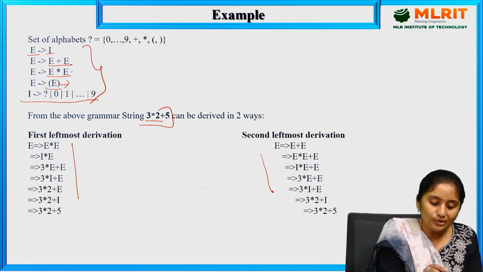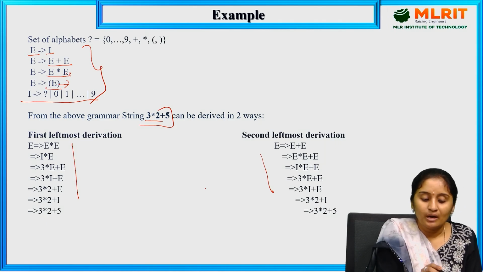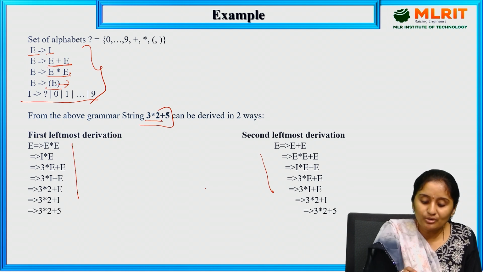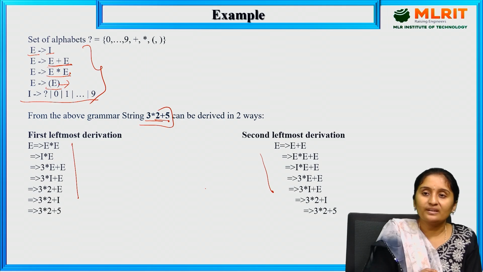So nothing but I can use this symbol, or also I can use E plus E. Why? Because here I have the plus operator. The plus operator is there. So let me generate the parse trees for it.